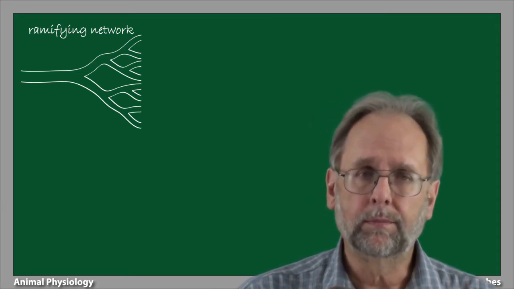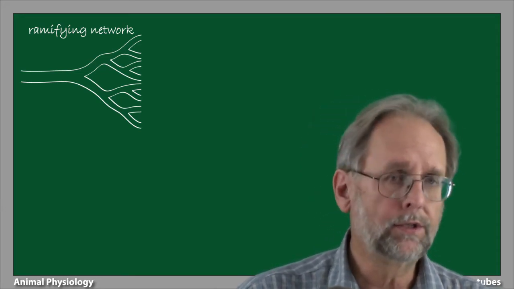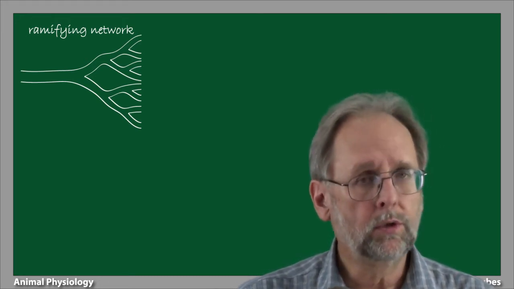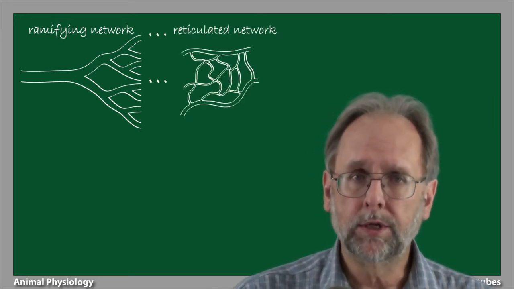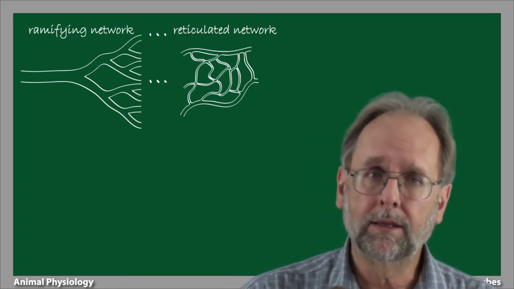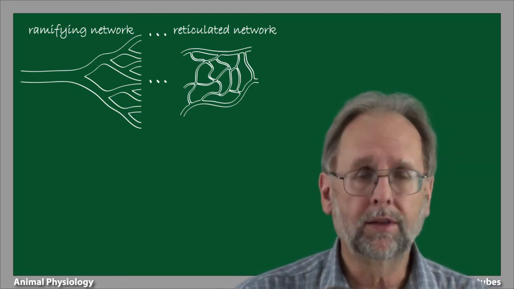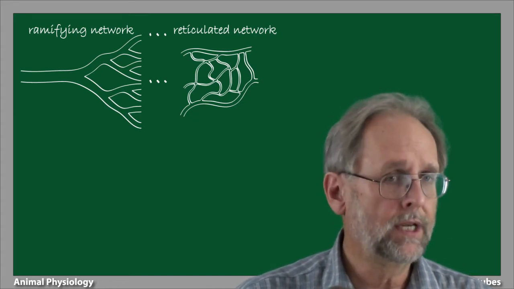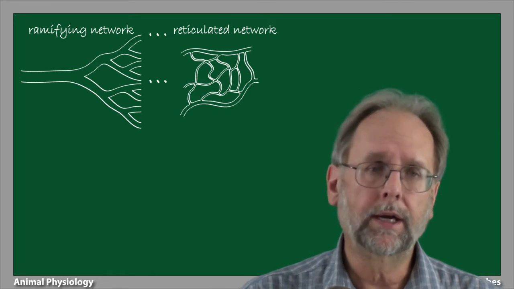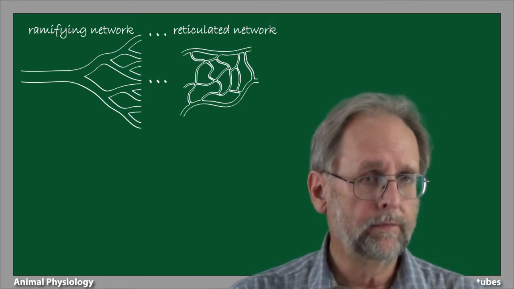In animals with a completely closed circulatory system, like vertebrates, this recurrent branching culminates in so-called capillary networks, which are built more like a so-called reticulated or net-like network of vessels that connect the arterial and venous systems together. We'll have more to say later about the detailed architecture of capillaries.